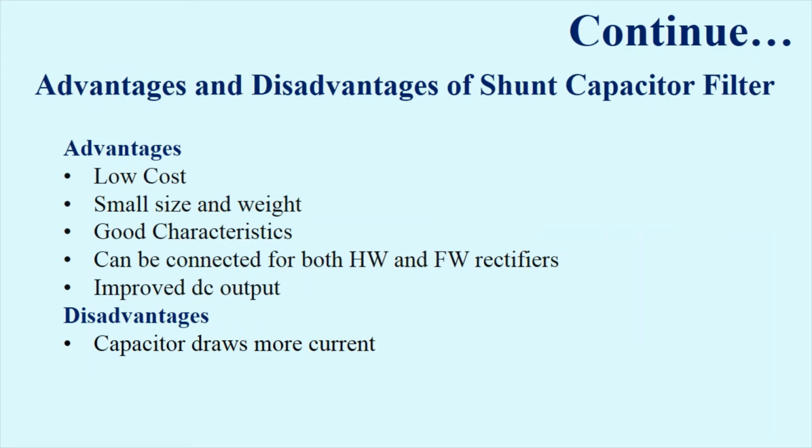Here we have the advantages and disadvantages of the shunt capacitor filter. The shunt capacitor filter is a low cost filter. It has small size and weight. It has very good characteristics and it can be connected for both half wave rectifiers and full wave rectifiers. This filter improves the DC output. The disadvantage is that the capacitor draws more current in the circuit.